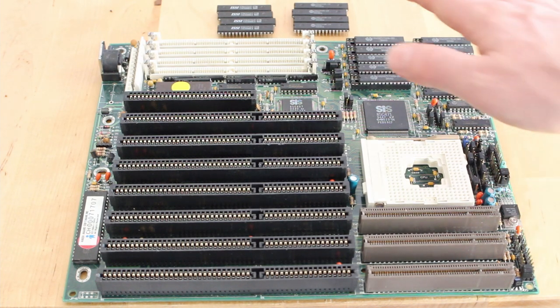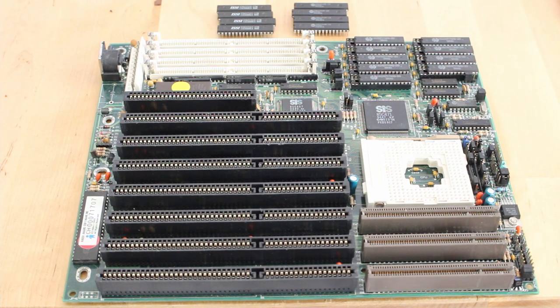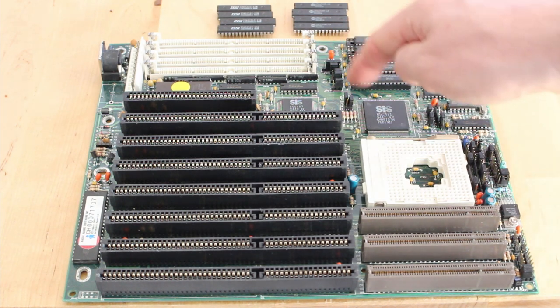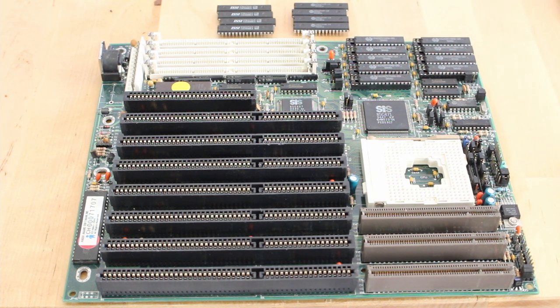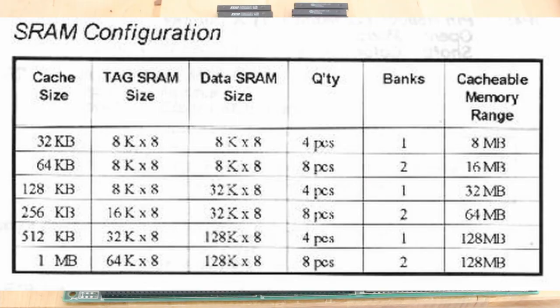So I'm going to go ahead and very carefully lever these chips out and put these other ones in and see if I can find some cache settings here that work with those chips. I don't think they're all documented because the manual doesn't talk about the settings for 64K by 8 chips, which is what we'll have.